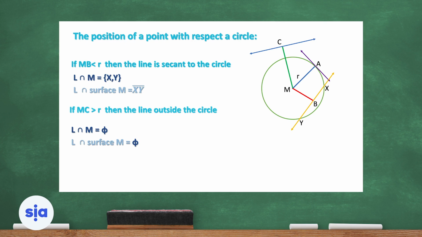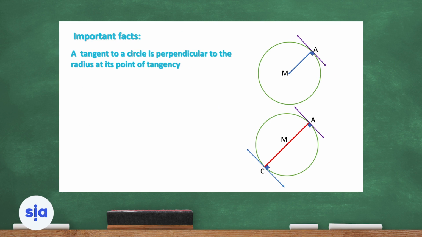In another case, we have MC is greater than R. Then automatically, point C is outside the circle, and this line is outside the circle. Then L intersects M with no intersection. So the intersection between L and M is phi, where the intersection between L and the surface M is also phi. Let's check some important facts.